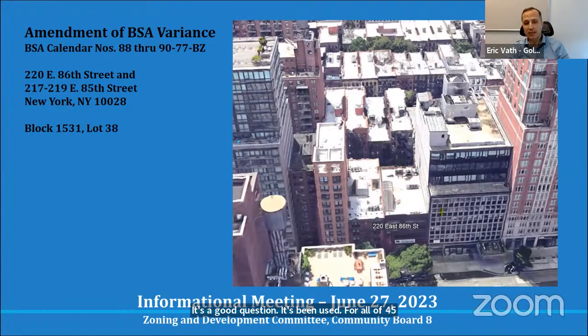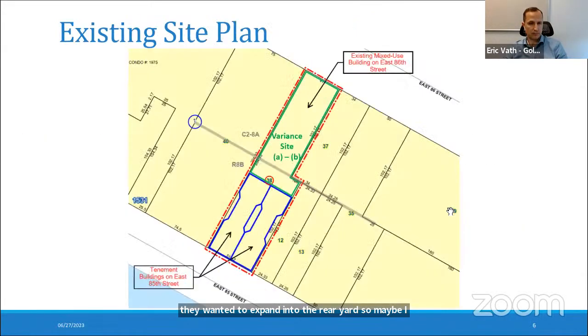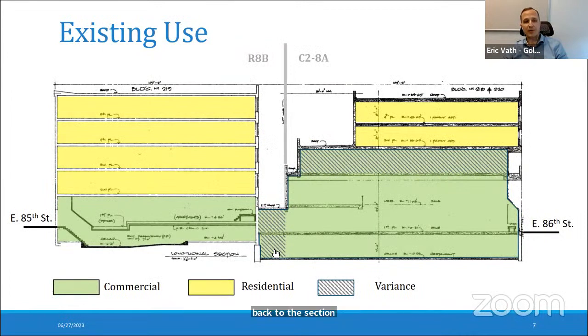So I believe the original tenant was a restaurant and they wanted to expand into the rear yard. So maybe I go back to the section. So this allowed them, see this hatched area here? This allowed them to expand into the R8B district on both the ground floor and the cellar. So it allowed for a bigger retail space, bigger retail footprint back there.